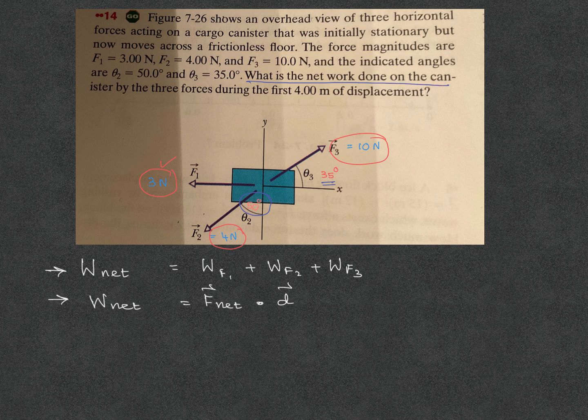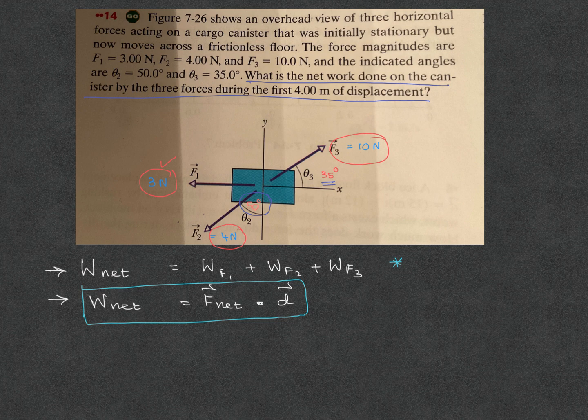The question asks us, what is the net work done on the canister by the 3 forces during the first 4 meters of displacement? But we don't know the direction. In the class, when we were doing that randomly chosen example, I picked the direction to be forward, but in a book problem you can't do that. So the first method is not quite the way to handle this one. You can't use the first method, and we are going to use the second method and do the problem.